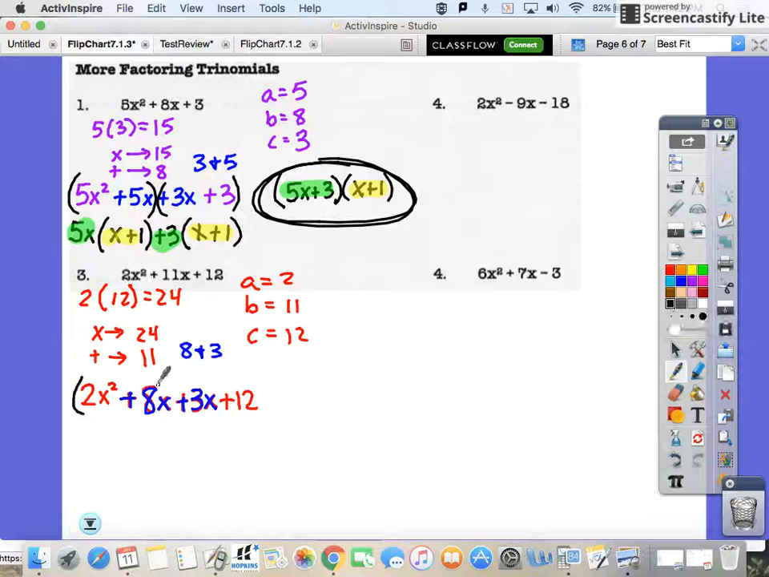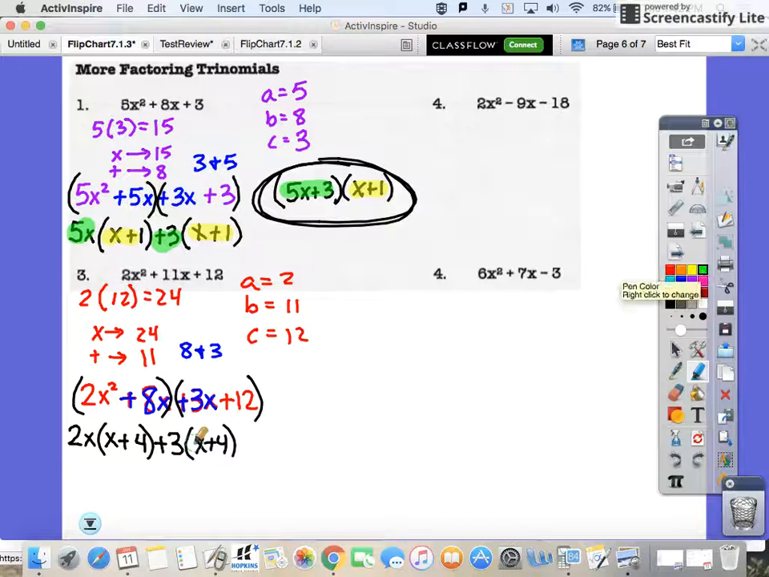Then we'll put parentheses around these and parentheses around these, and we'll take out as much as we can. So 2 and 8 can be divided by 2. They both have an x, so we'll pull out 2x. We're left with x plus 4. 3 and 12 are both divisible by a positive 3, and we're left with x plus 4. Again, we're in good shape. Our parentheses match. These will get their own.